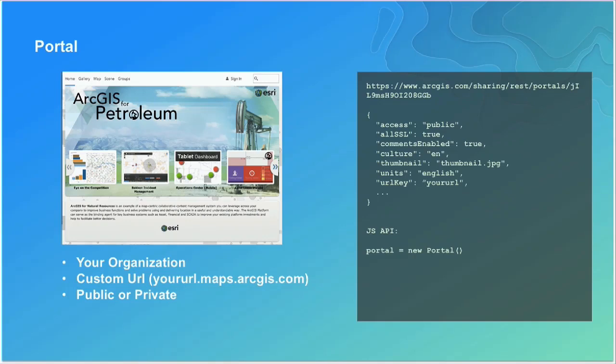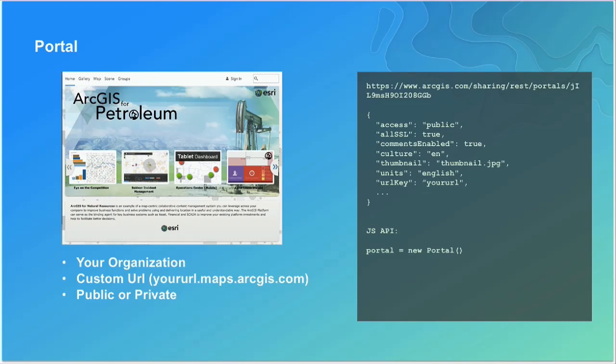A portal can be public or private. So if you set it to public, everyone anonymously can go to that URL and see your front page. You can customize that front page. Maybe you might want to put a gallery on the front page to expose some interesting maps and data sets that you want to disseminate. Or you can set it to private, meaning that everybody who goes to that endpoint will have to log in before actually seeing any information.